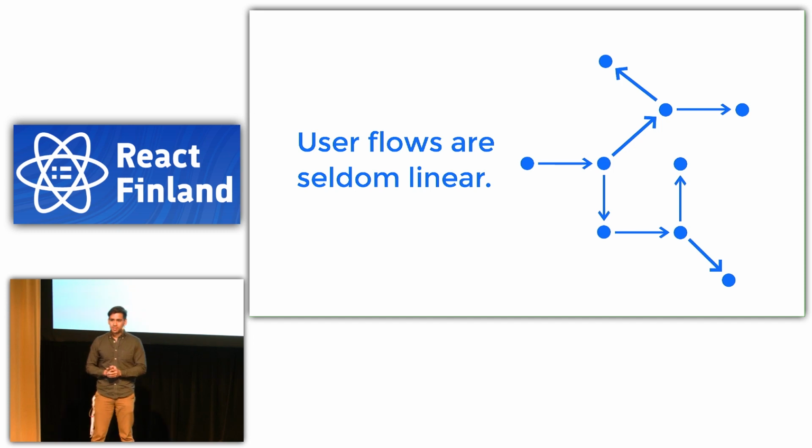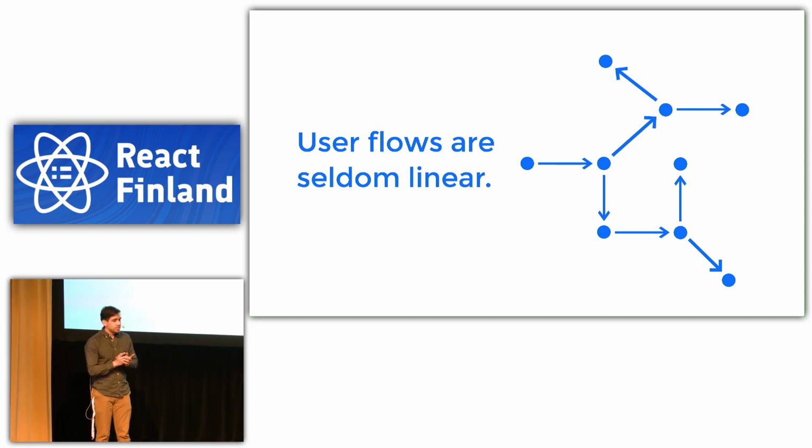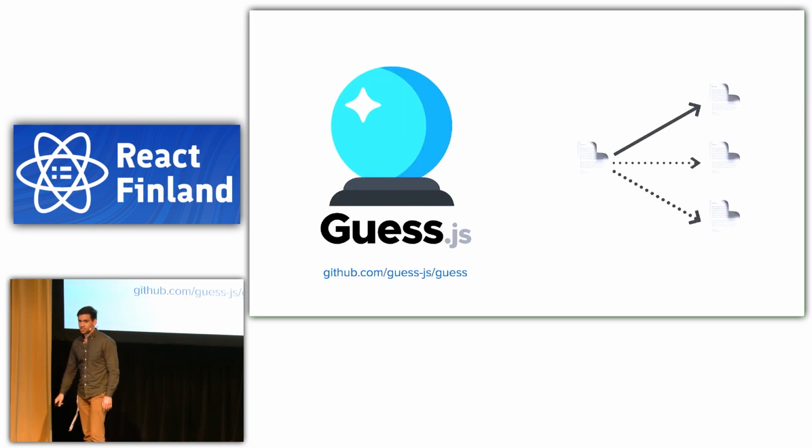And the problem with that thinking is that user flows are not linear. Users could do different things. Users can explore the app in different ways. And so it doesn't make sense to track the metrics of just one simple flow through the app. And instead, you have to thread through all the possible ways that a user could use your application.